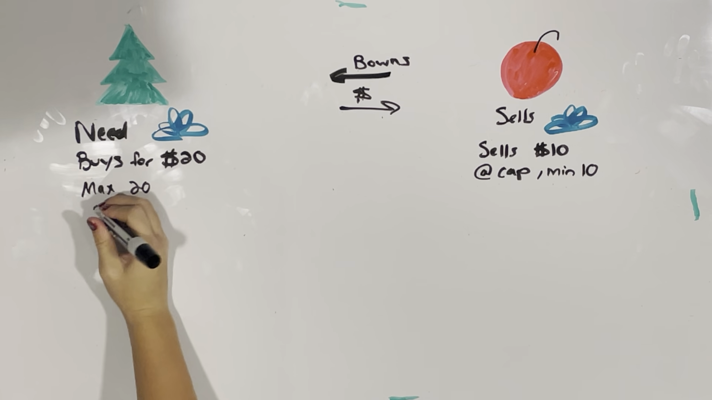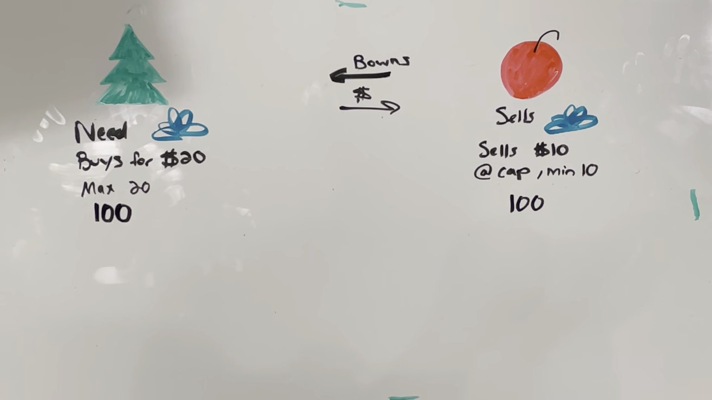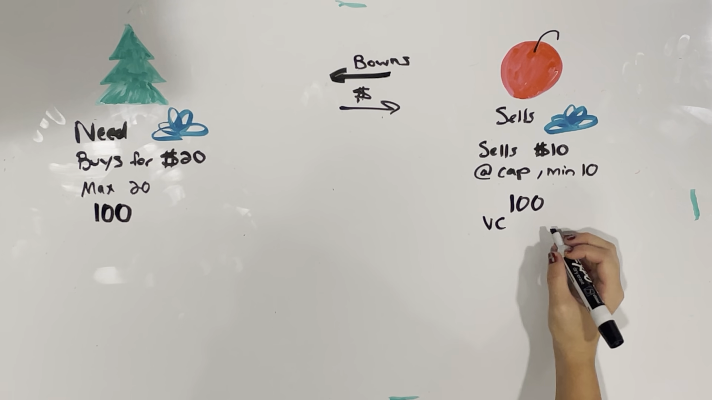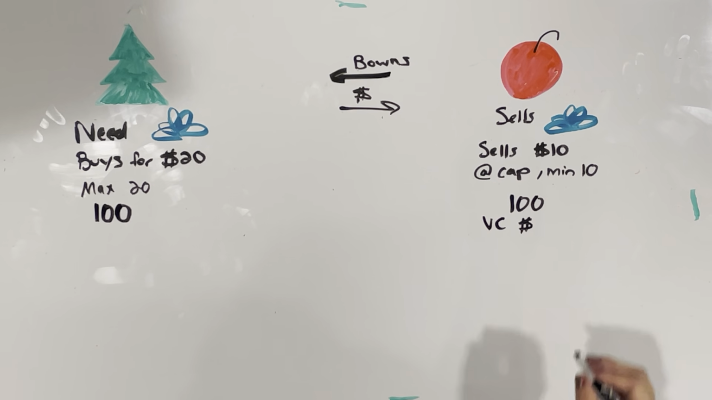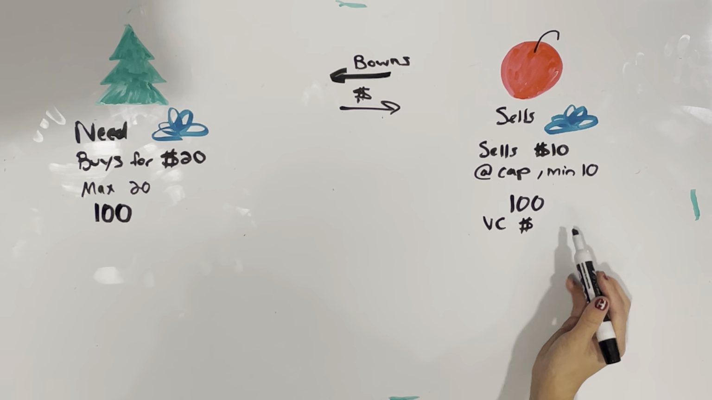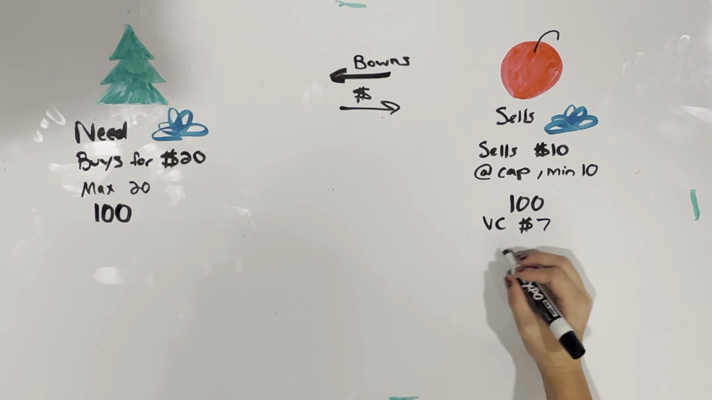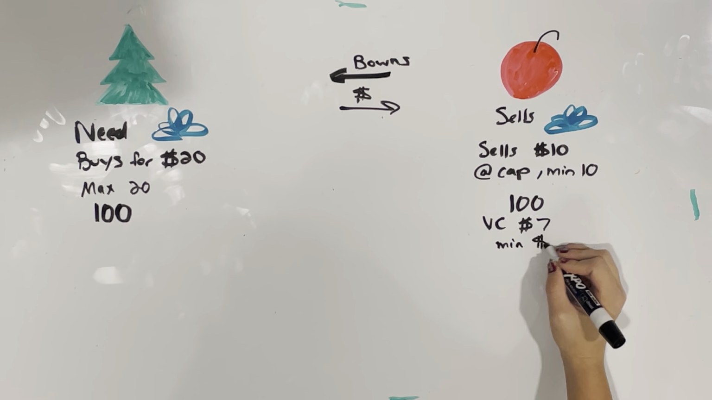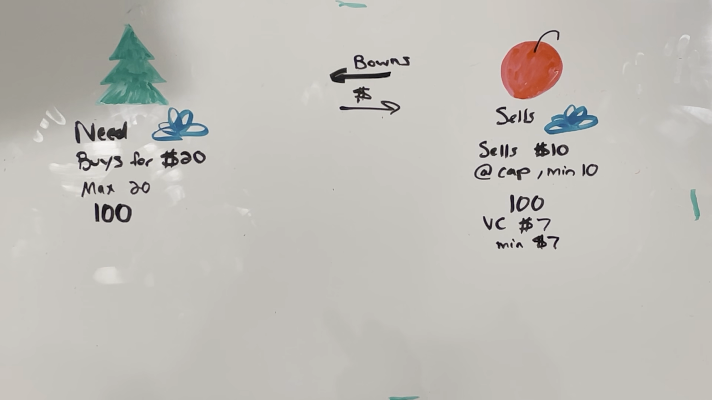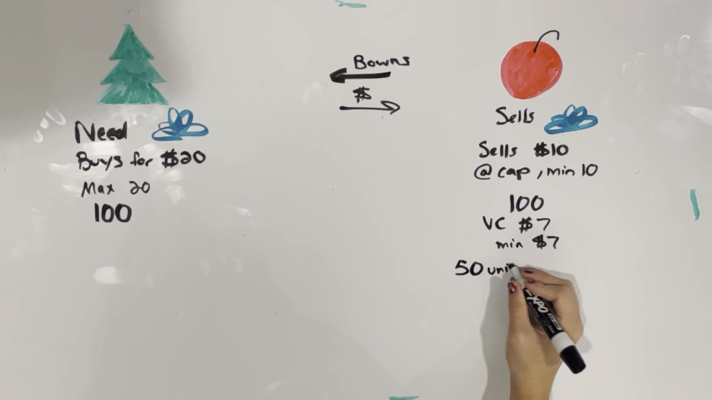But let's say that's not the case. Say the tree department wants 100 bows, and we know that the variable cost of producing a bow for this department is $7 each. If this department has enough excess capacity to do the deal in whole, the minimum's going to become $7. But let's make it a little bit more complicated. Let's pretend that this department currently has 50 units of extra capacity.